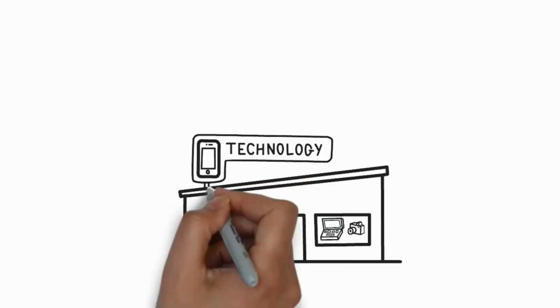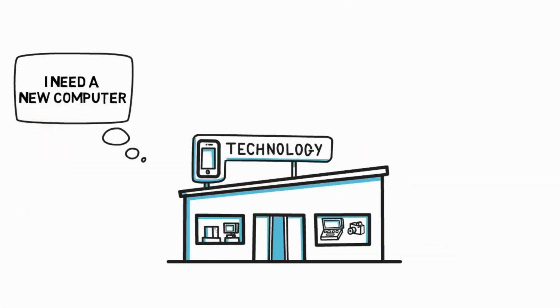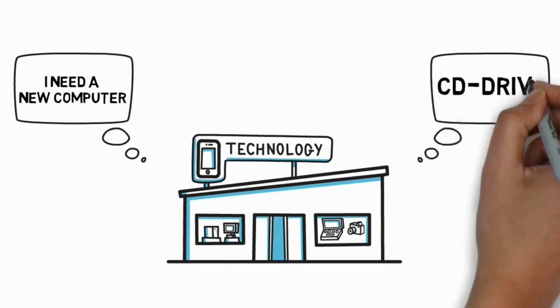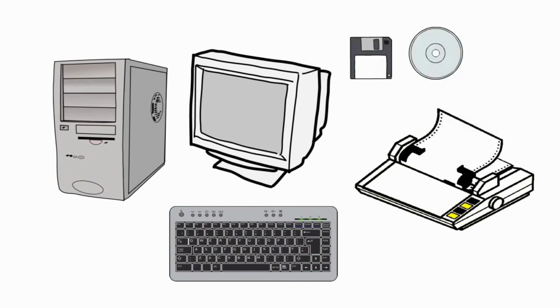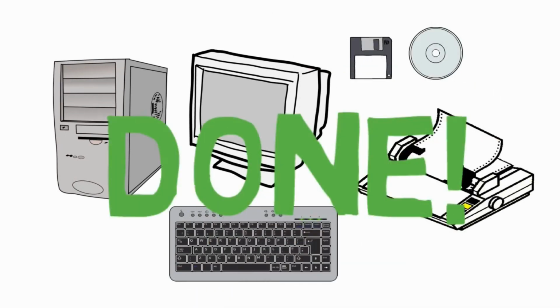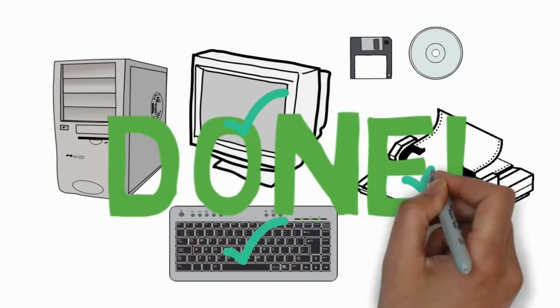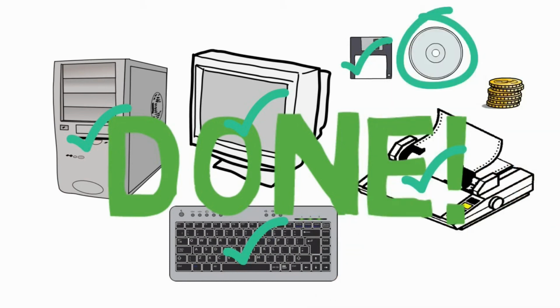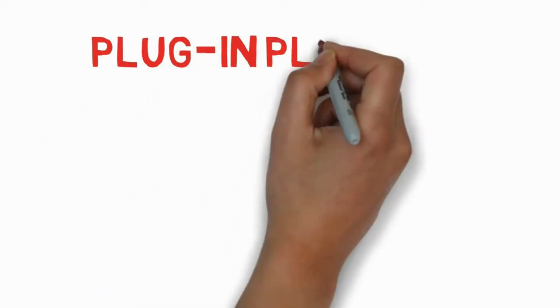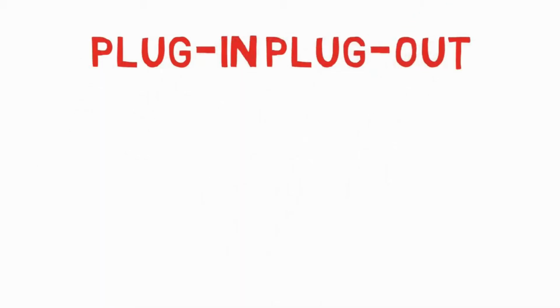I took the computer back to the store, said I needed a new computer, and they said, no, you only need a CD drive. So they plugged out the floppy drive, plugged in the CD drive, and done. I was able to keep my keyboard, screen, and printer. They only had to replace one item at minimal cost. And that is what object orientation is all about. Having plug-in, plug-out capability in your business.